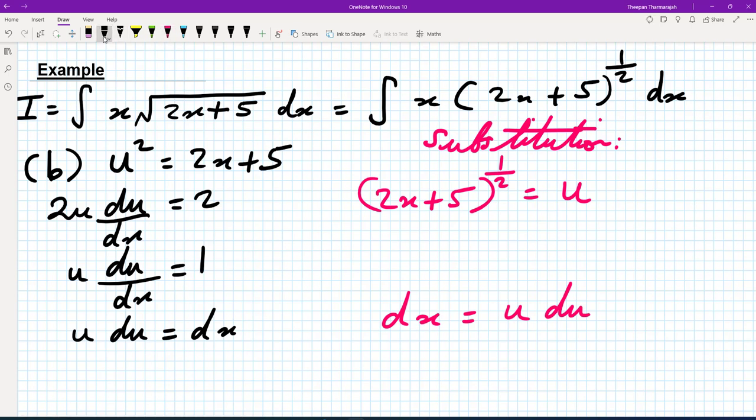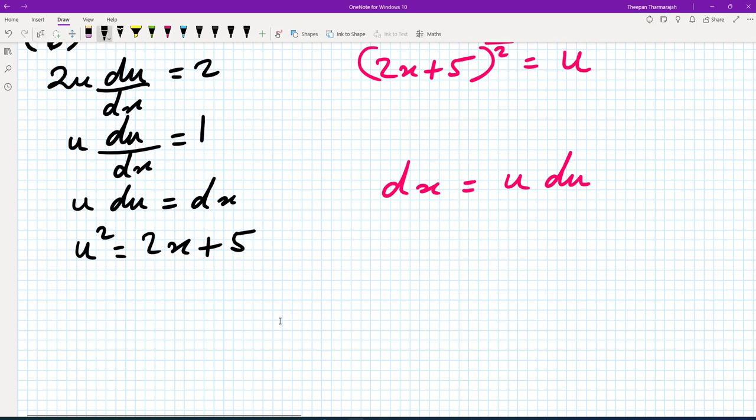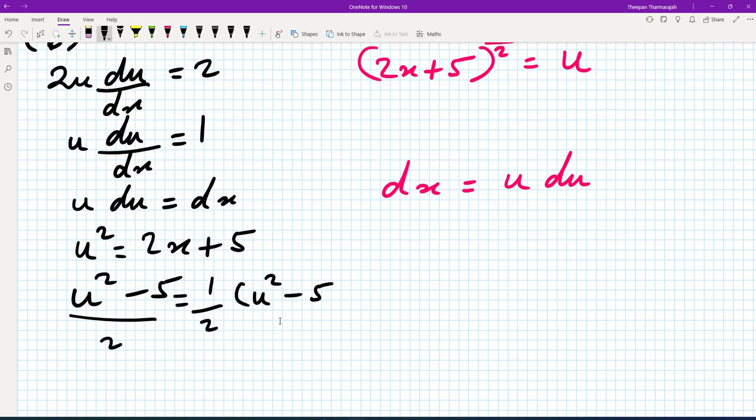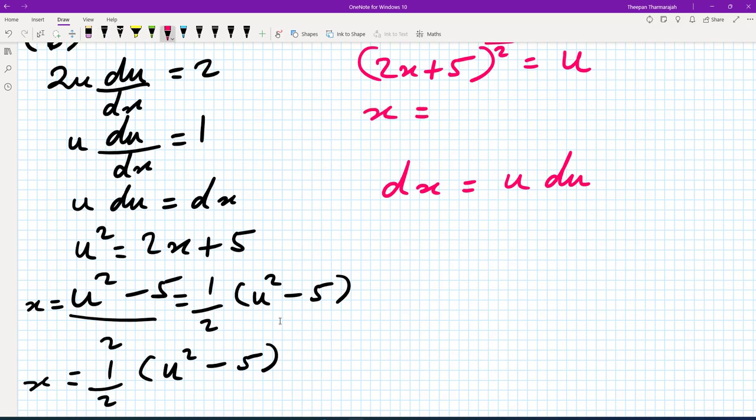But if we write u squared equals 2x plus 5, what we can do is change the subject of the formula as before. So we can say u squared minus 5 divided by 2, which is exactly the same as a half times (u squared minus 5), will be equal to x. So x is a half times (u squared minus 5). And we can add that in our substitution section. So x is a half times u squared minus 5.